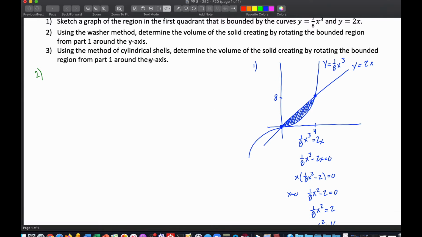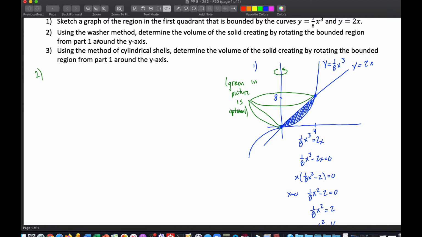So for 2 and actually 3 as well, what I'm going to do is take this bounded region and rotate it around the y-axis. If you rotate it around the y-axis, you kind of get this three-dimensional figure here, which you certainly do not need to draw if you don't want to. That's my best attempt to draw in 3 dimensions. Maybe it helps, maybe it doesn't.